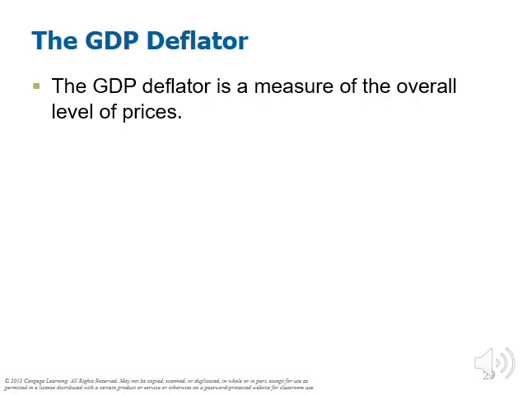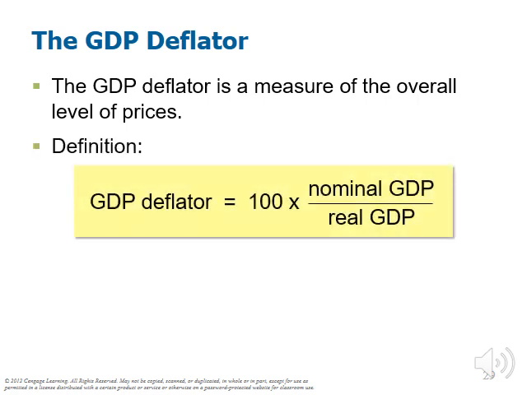In the next chapter, Measuring the Cost of Living, we'll calculate and develop some other price indexes, such as the CPI and the PPI, but here we're able to start getting into price indexes through looking at the GDP deflator. The GDP deflator is a measure of the overall level of prices. How can we define or calculate the GDP deflator? Well, the GDP deflator is the ratio of nominal GDP to real GDP, then multiplied by 100.